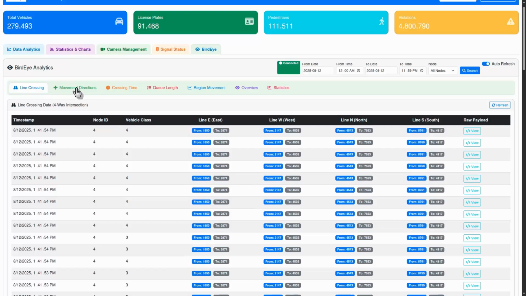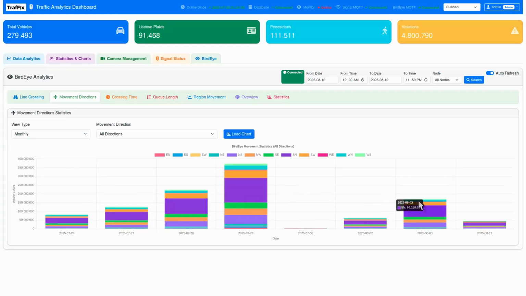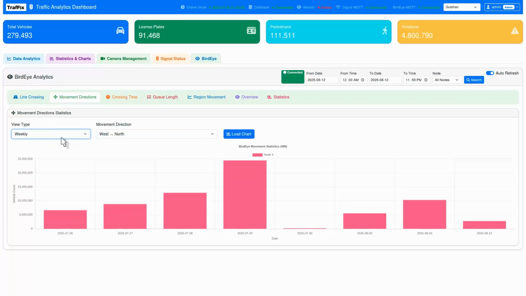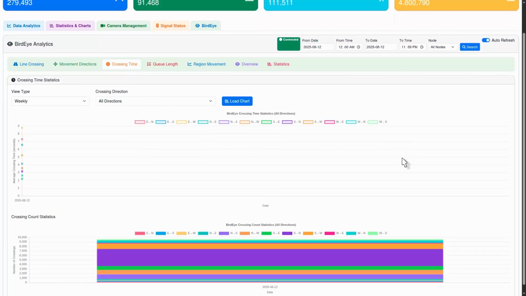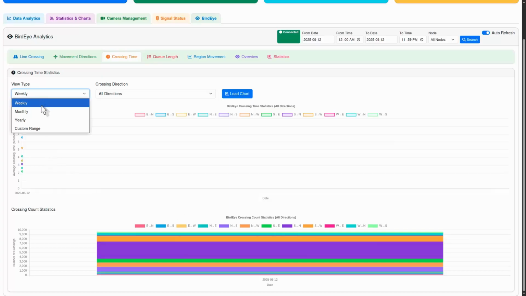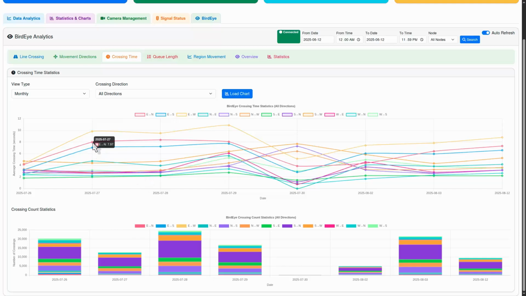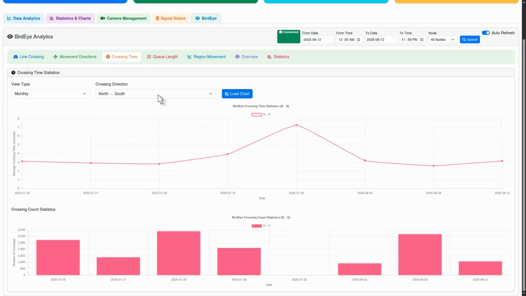Here we see the line crossing data. We also see the movement direction statistics in chart views, monthly view, either east to west or any particular movement direction. On the crossing time, we can see the time taken, in average seconds, for vehicles to cross the intersection from which direction among the 12 directions.